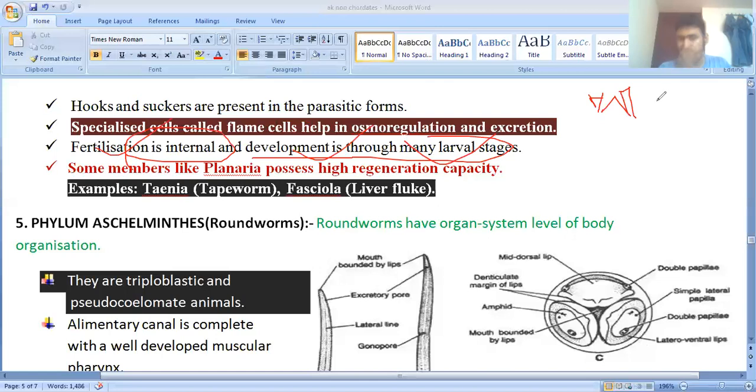And some members have good regeneration capacity, which is found in planaria. Planaria is the example considered to show regeneration capacity. You already studied regeneration: there are two different types, morphallaxis and epimorphosis. We will discuss these terms in the 12th standard first chapter, Reproduction in Organisms. For examples, here they have given Taenia, the tapeworm, and Fasciola, the liver fluke, that is Fasciola hepatica.